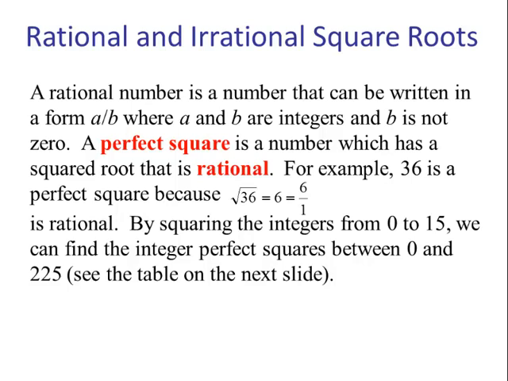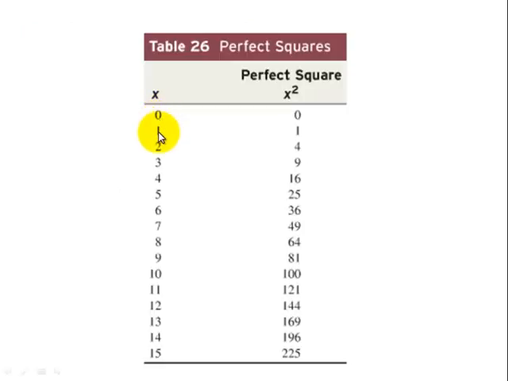By squaring the integers from 0 to 15, we can find the integer perfect squares between 0 and 225. So this will be on the next slide. If we take the integers from 0 to 15 and square each of these, we get this list of perfect squares. It's probably going to be a very good idea for you to memorize the perfect squares from 1 to 10. You'll be using these perfect squares a lot in the future.